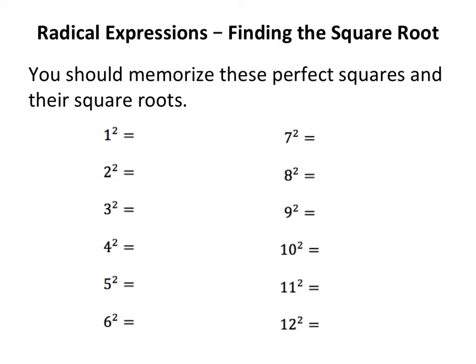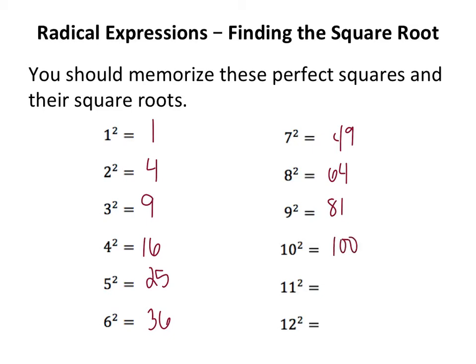The first thing you need to memorize and know are the perfect squares and their square roots. We're going to do this first by squaring the numbers from 1 to 12. For example, 1 times 1 is 1, 2 times 2 is 4. Then we have 9, 16, 25, 36, 49, 64, 81, 100, 121, and 144. So if I said 7 squared is equal to 49, this just tells me that the square root of 49 is 7.